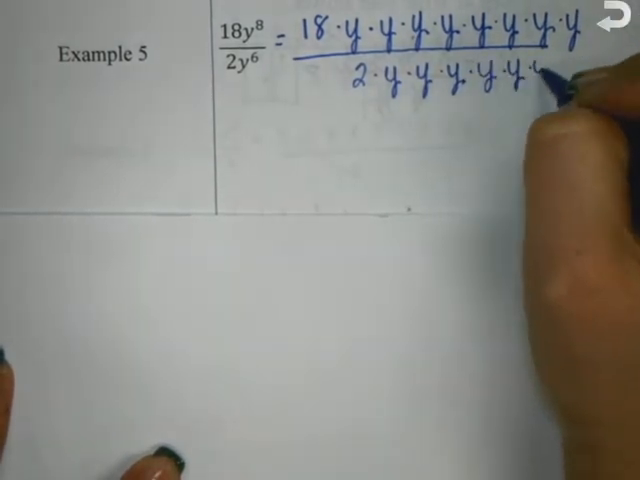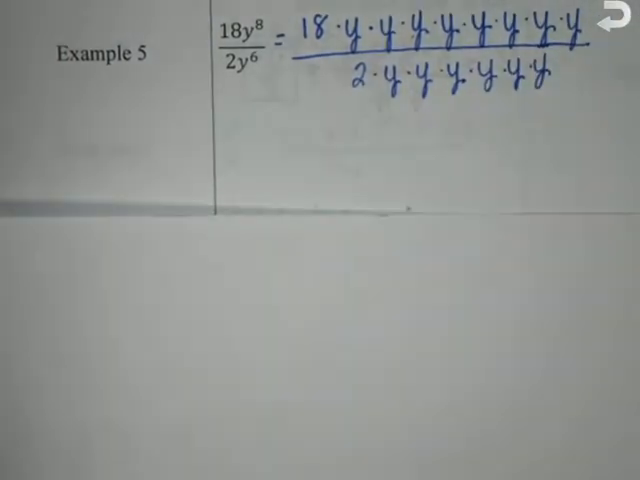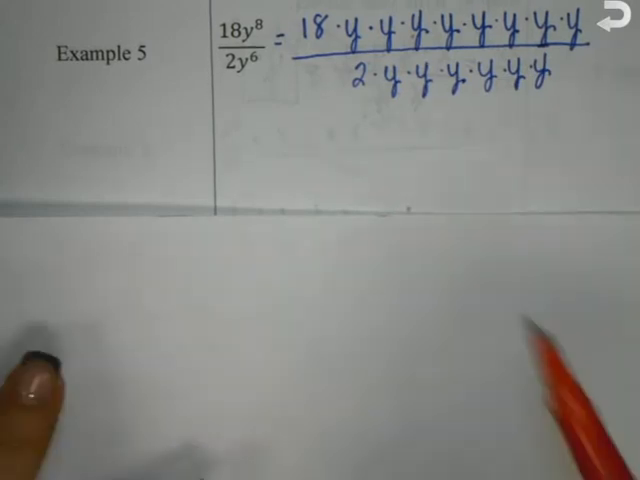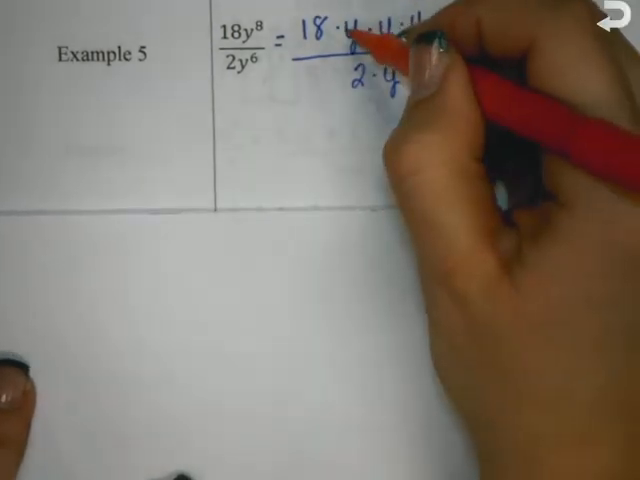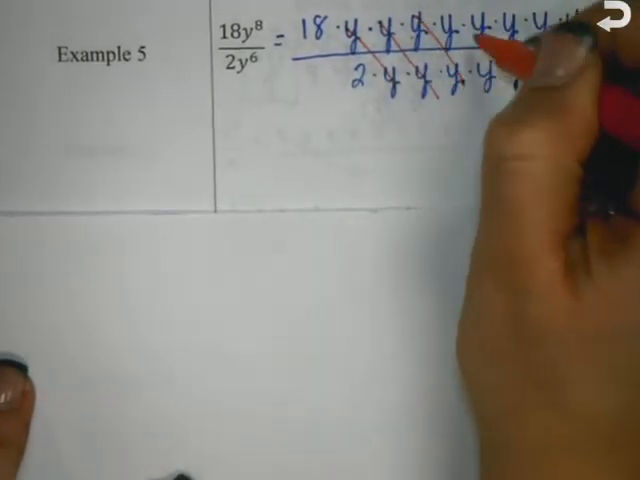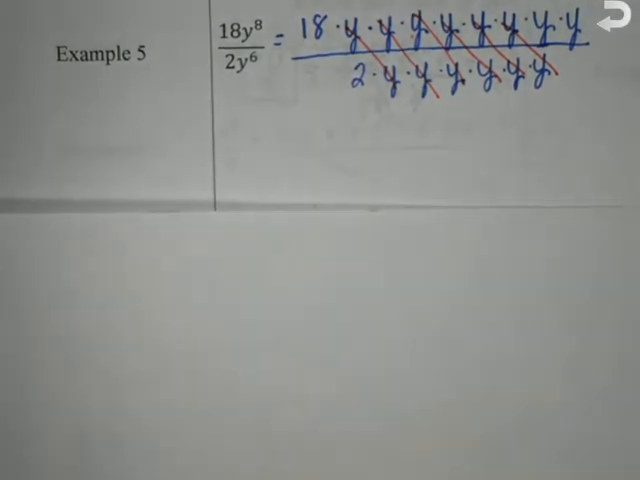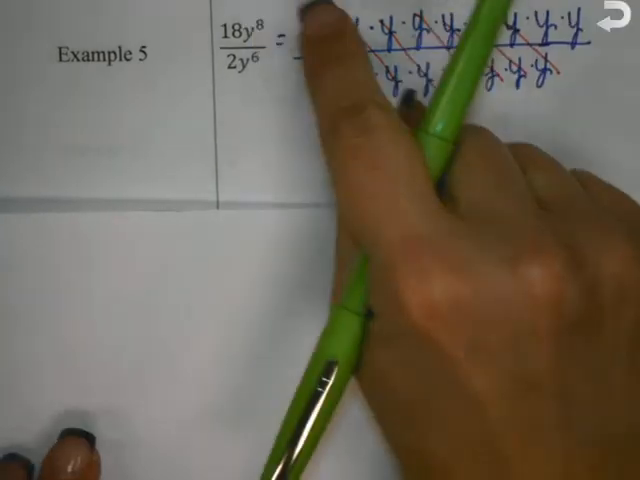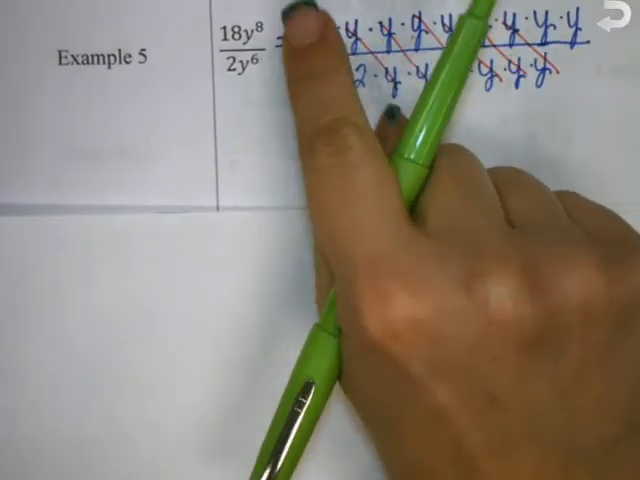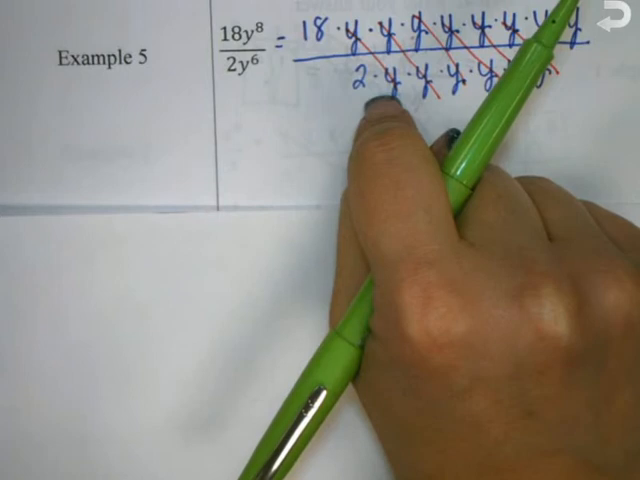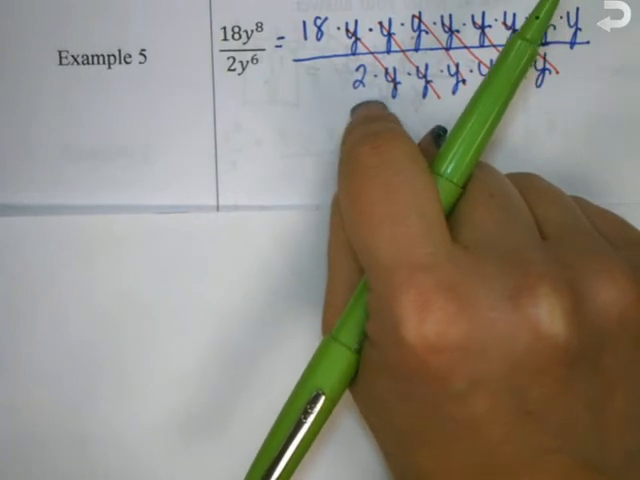And then I cancel what I can. What can I cancel here? You can cancel the y's. How many of them? 6 of them. Okay, so I cancel 6 y's, and then I want to reduce the coefficients. 18 and 2. What goes into both of those? 2 goes into both of those. 2 goes into 2 how many times? 1. 2 goes into 18? 9.